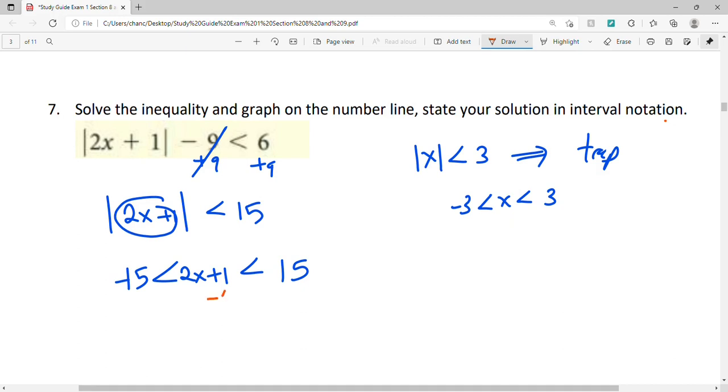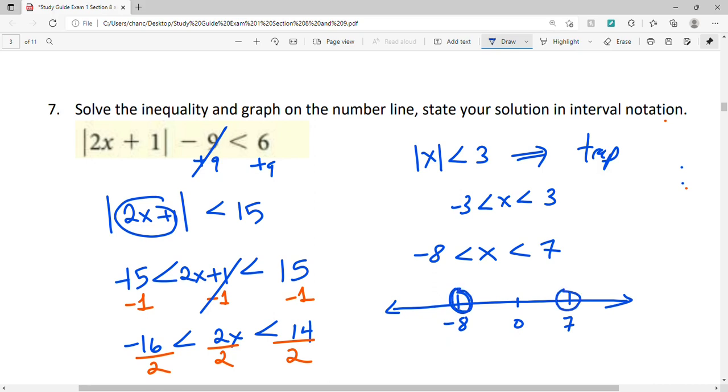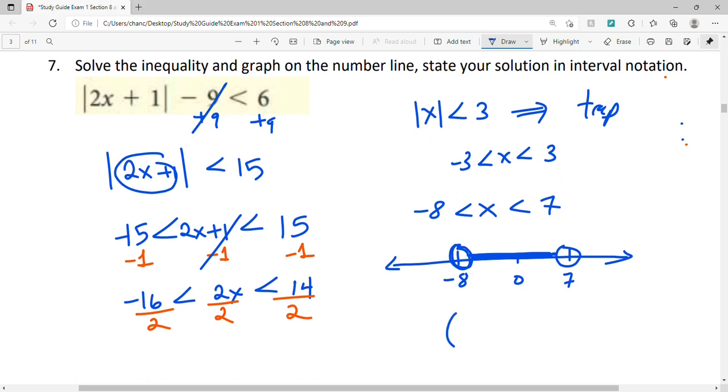This means I can now subtract 1 from all three sides. And so we have negative 16 is less than 2x, and that's less than 14. Let's divide all of the sides by 2. And so this simplifies as x is between negative 8 on the left and positive 7 on the right. We could draw our number line now. They're both open circles because there's no equal sign underneath the inequality. And since this is a trap, we're going to shade it in between. And our answer in interval notation is parentheses negative 8, comma 7, in parentheses. They're both open circles, so we use parentheses for each side.